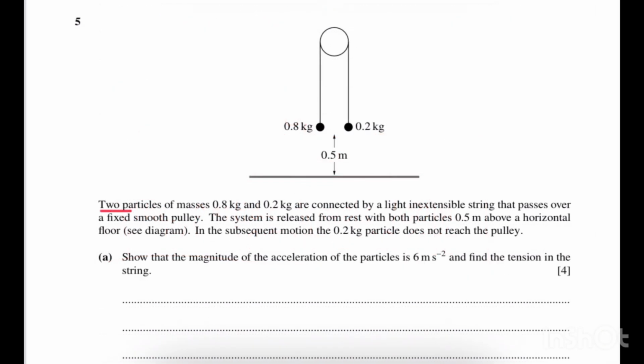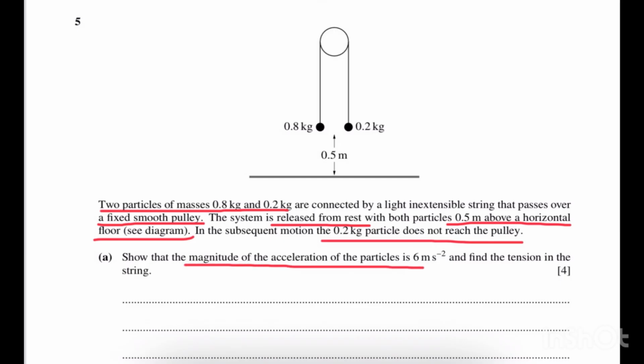They say that two particles of masses 0.8 kg and 0.2 kg are connected by a light inextensible string that passes over a fixed smooth pulley. The system is released from rest with both particles 0.5 meters above a horizontal floor. In the subsequent motion, the 0.2 kg particle does not reach the pulley. For part A, we need to show that the magnitude of the acceleration of the particles is 6 meters per second squared, and we need to find the tension in the string.